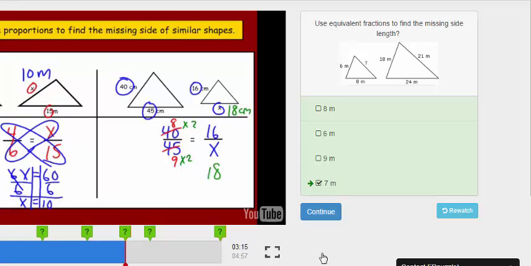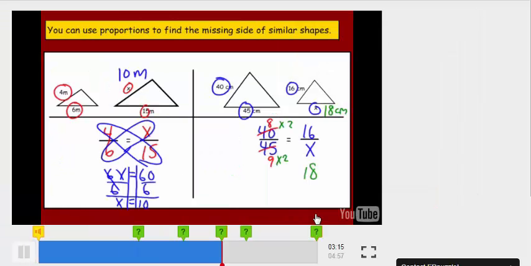The answer to this question is 7 meters. In the remainder of the examples, he uses equivalent fractions to solve for the missing side length. You may use a proportion and cross multiplication or equivalent fractions, whichever you prefer.